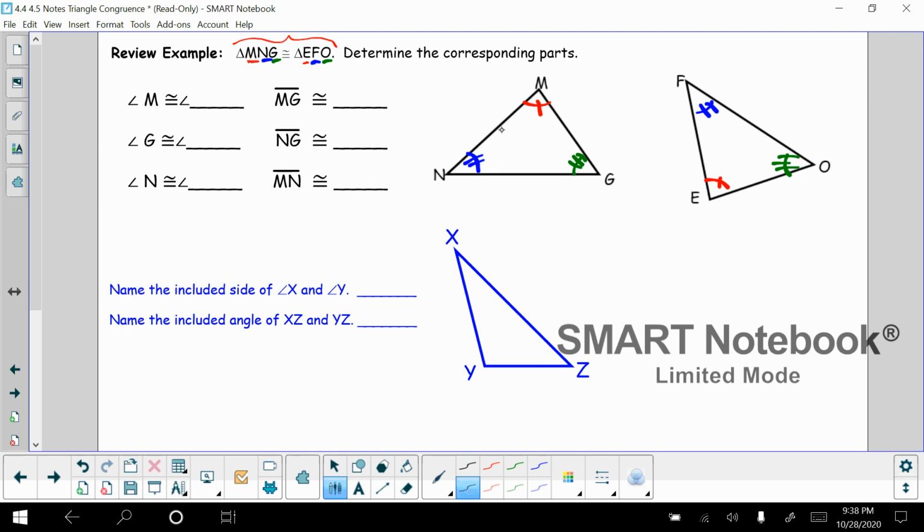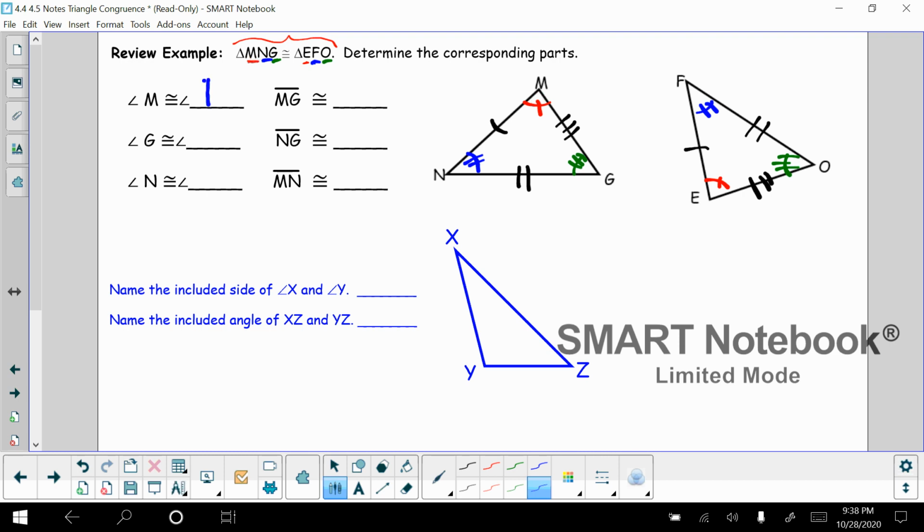Between the red and the blue, MN is going to be congruent to that side right there. And you can also check over here, MN is congruent to EF. Between the blue and the green, those two sides would be congruent. Between the red and the green, those two sides would be congruent. And again, it's listed in order over here. Once you mark that figure, it should be pretty easy to write down what angle is congruent to what and what side is congruent to what.